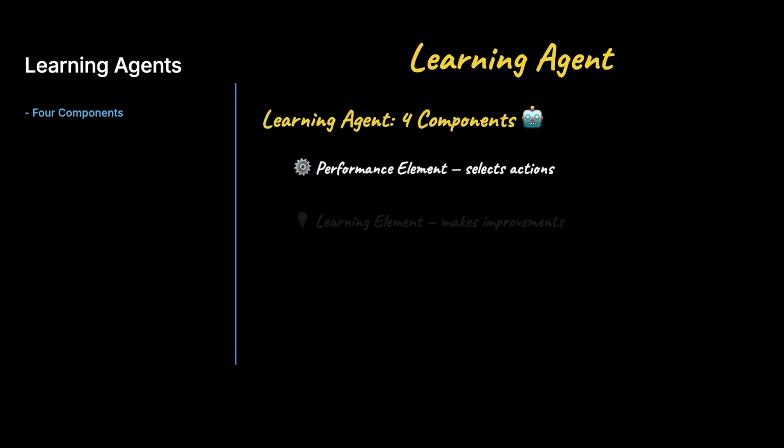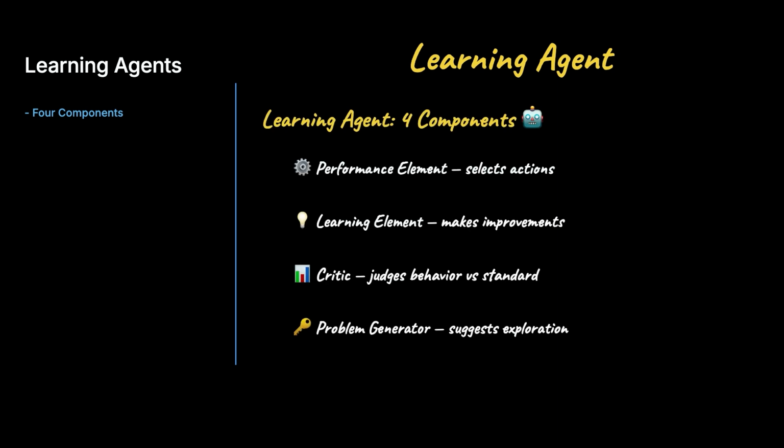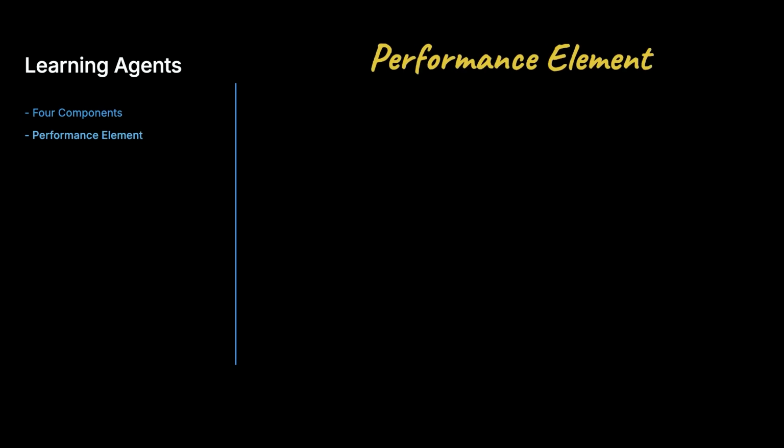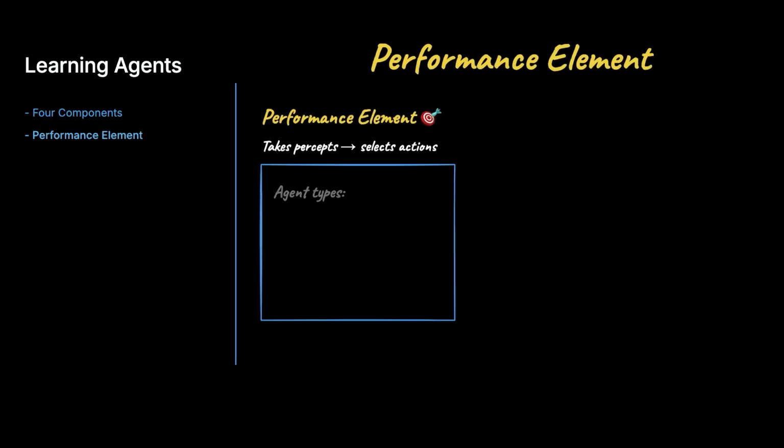Now let us go deeper into learning agents, the most important idea in modern artificial intelligence. A learning agent has 4 components working together: the performance element, which selects actions; the learning element, which makes improvements; the critic, which judges behavior; and the problem generator, which suggests exploration. Performance acts, critic judges, learning improves, generator explores. Let us take each component in turn.